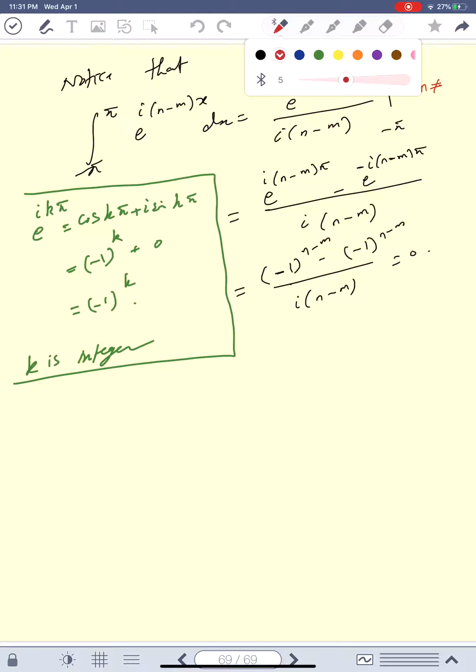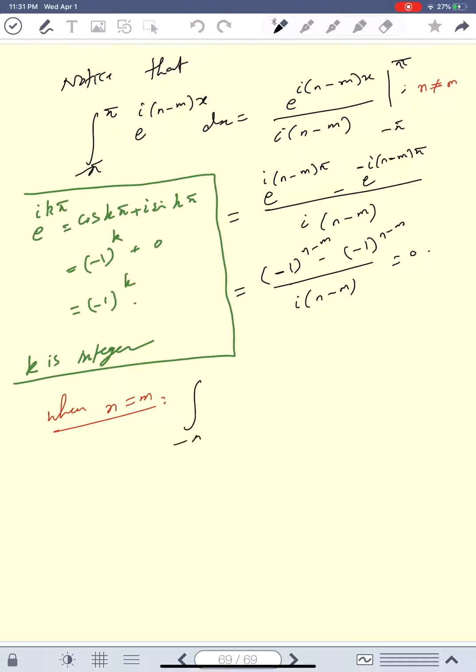So now the point is, I need to look at what happens when n is equal to m. I need to look at the integral from minus pi to pi of e to the i(n minus m)x dx. But if n was equal to m, this integral becomes e to the i0, which is just 1, so the integral is just 2 pi.